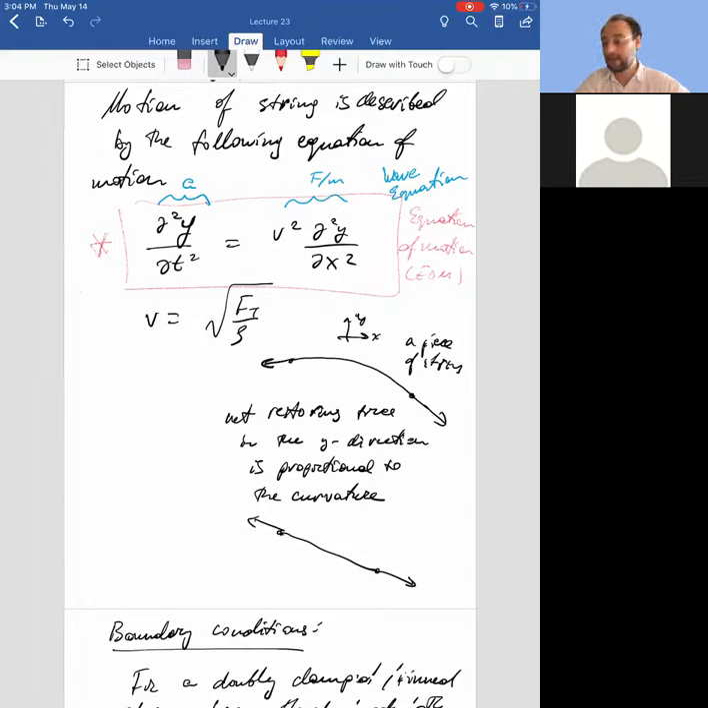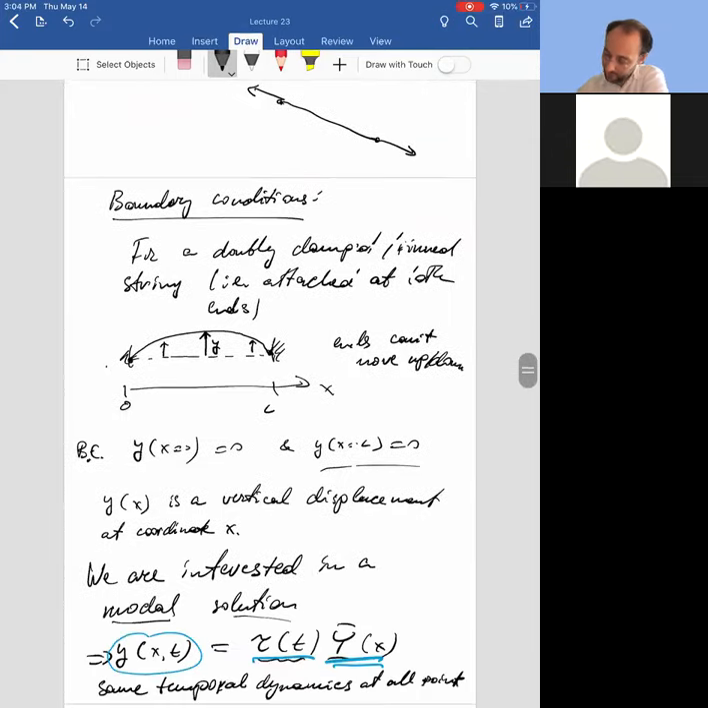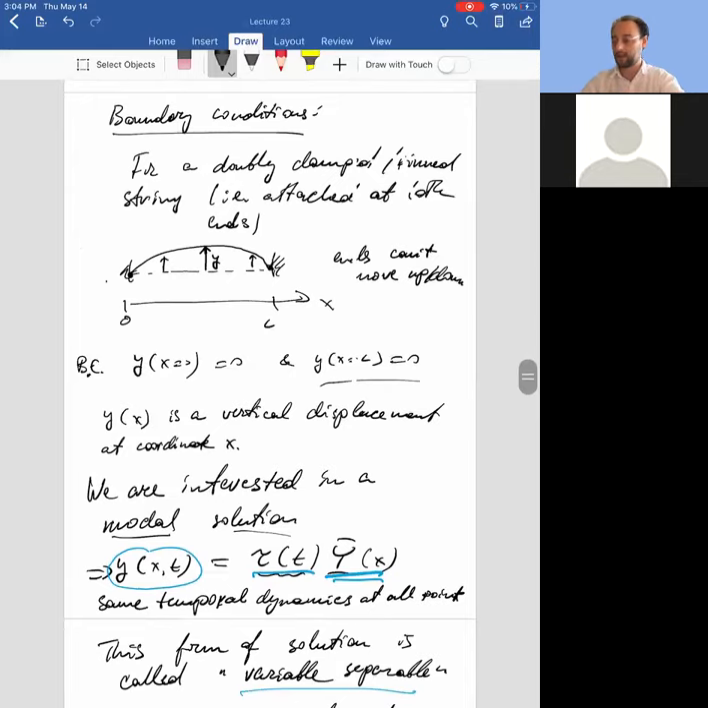Y, in the case of a string, is the vertical displacement of the string. X is the coordinate, t is time. And in addition to the equation, we also have boundary conditions. If the string is fixed at both ends, then the boundary condition is that the Y, the vertical displacement of the string, must be 0 at those ends, which we call x equals 0 and x equals L.